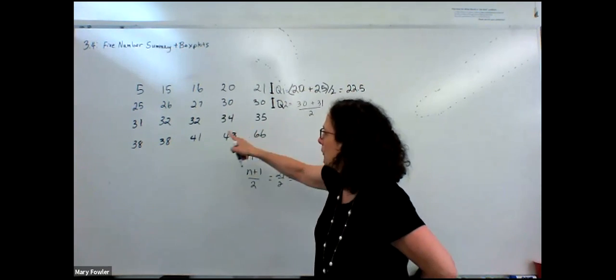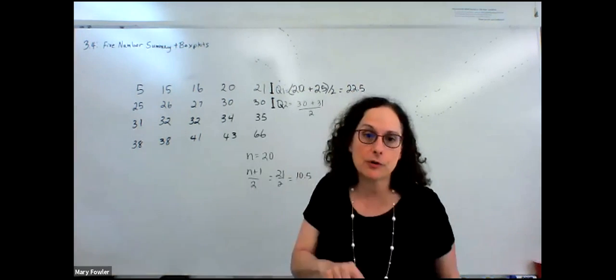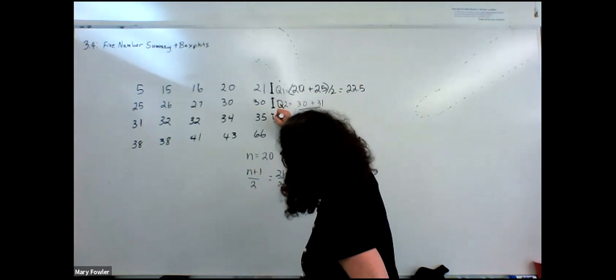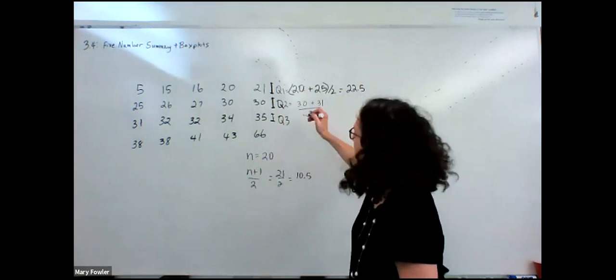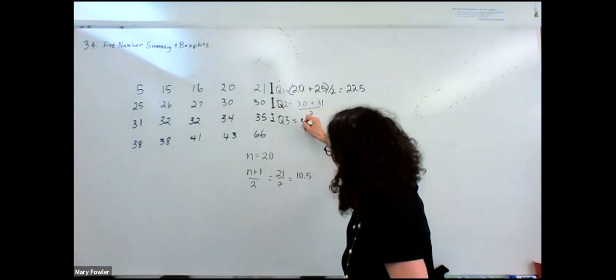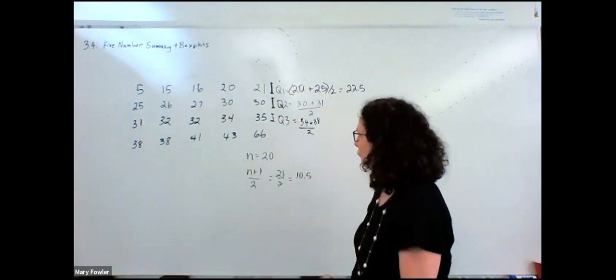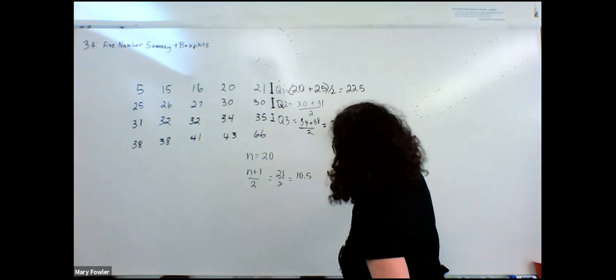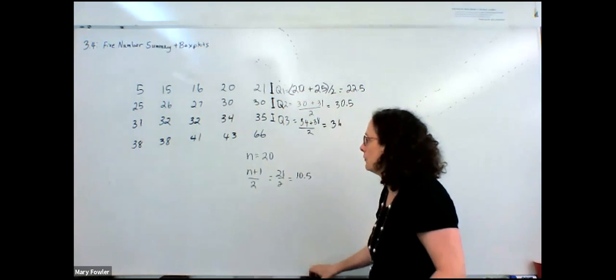And over here, our Q3 is going to be the halfway point between 35 and 38. Okay, so let's go ahead and get that. And we have Q3 is equal to 34 plus 38 divided by 2, and that's equal to 36. Okay. So we have our quartiles.